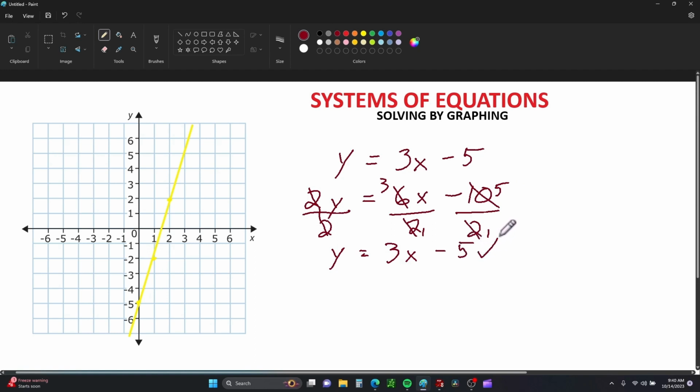And then you immediately notice that these two lines are exactly the same. So if I was to graph the second line, you notice that these two lines are right on top of each other. So this one is said to have an infinite number of solutions.